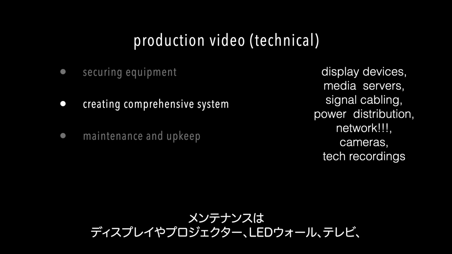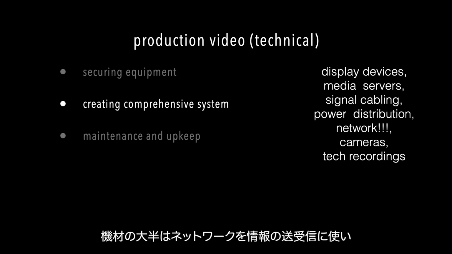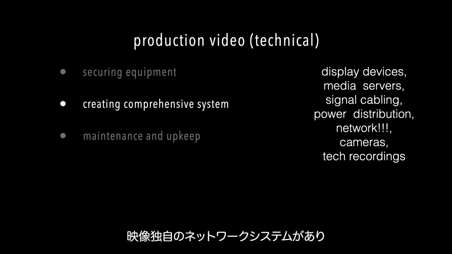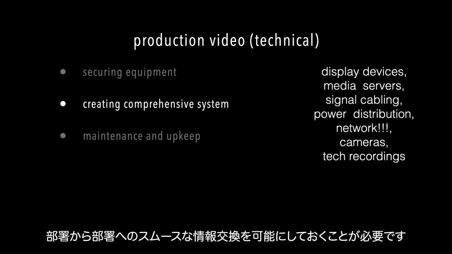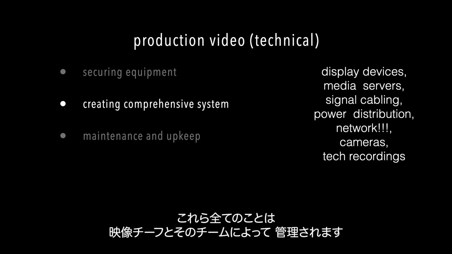The production system will involve all sorts of things like display devices, projectors, and LED walls, TVs, etc., the media servers themselves, signal cable, but also it involves the power distribution, and then the networks. Our production systems now use a lot of network information back and forth, and that's within the projection world specifically, but it's within all departments in general too. So we generally have our own network system that we can then coordinate with other teams and keep everything talking to each other smoothly. Also any cameras that you might need for within the production, but also to do tech recordings and things like that. All of those things will be organized by the production video person.